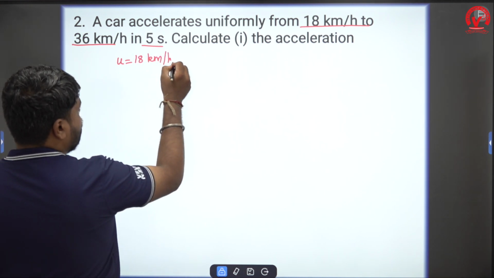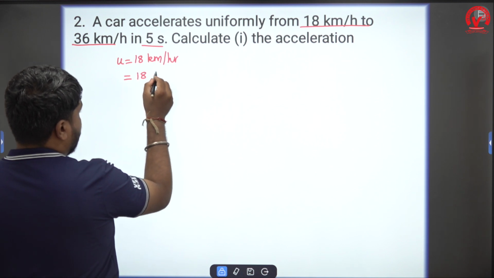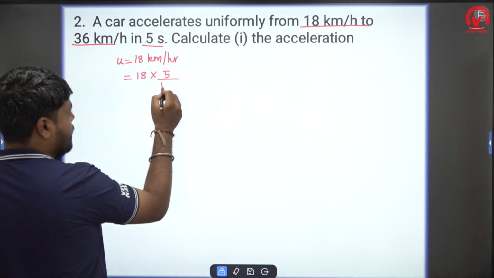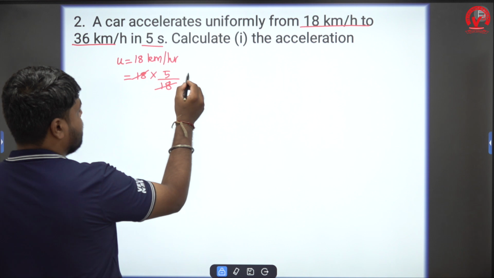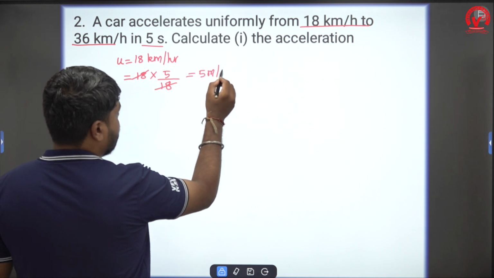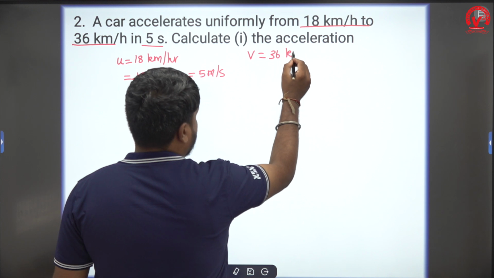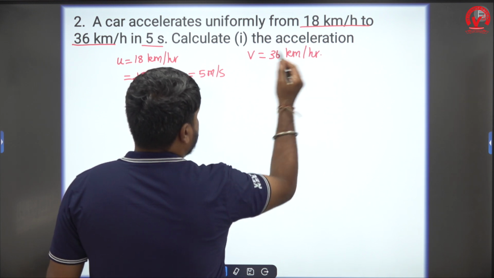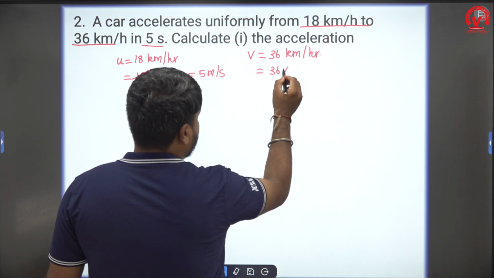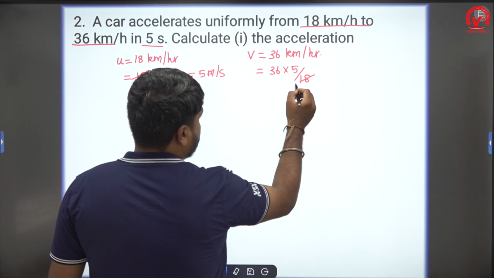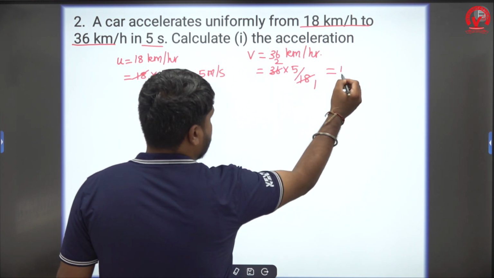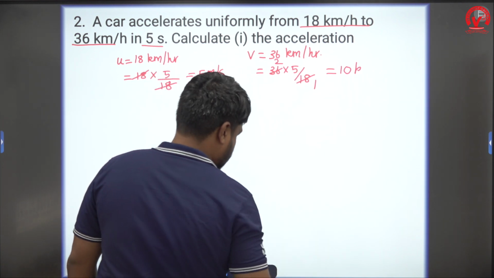So what should you do? You should convert this into meter per second. For converting this, multiply by 5 by 18. So the 18 cancels, which is equal to 5 meter per second. What is the final velocity? v is equal to 36 km per hour. So 36 into 5 by 18. In the same way, 1 time here, it is 2 times. 5 twos are 10, so 10 meter per second.